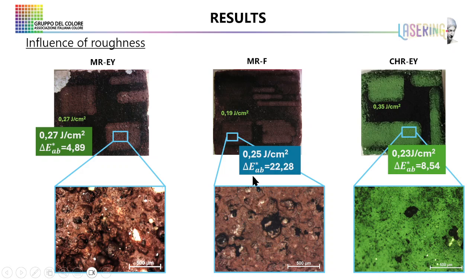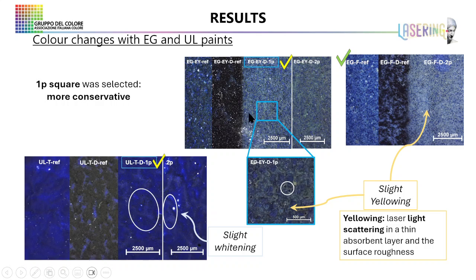And about the reassessment of the fluences, it is the case of the tempera samples of the blue pigments. In the ultramarine blue we saw some slight yellowing, so to be more conservative we chose the square with just one scan of the laser. The same applies to the Egyptian blue, in which we saw slight yellowing in both cases. This could depend on slight scattering in a thin absorbent layer, so cinnabar and the film created by the egg yolk, and surface roughness.